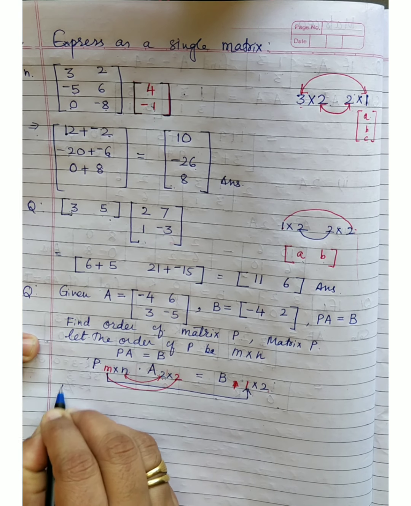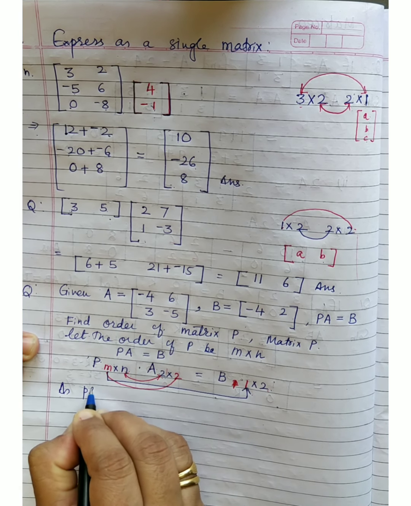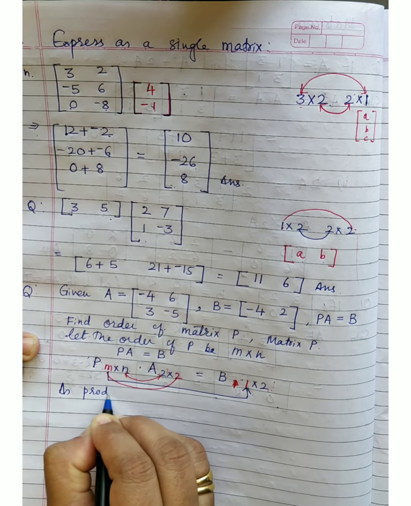So now here, as product PA is possible when, yes, number of columns in first matrix is equal to number of rows in the second matrix. So this will give you the value of n is 2. Secondly, we will write order of product matrix is equal to rows in the first matrix into columns in the second matrix, that is P by A.